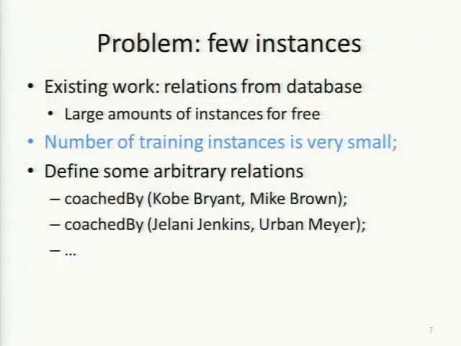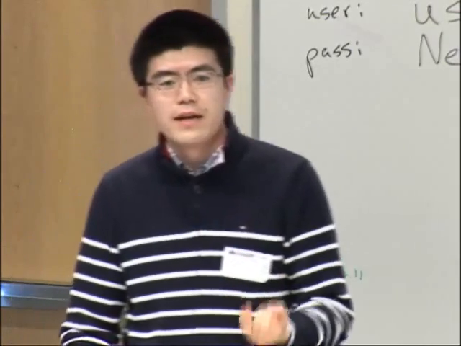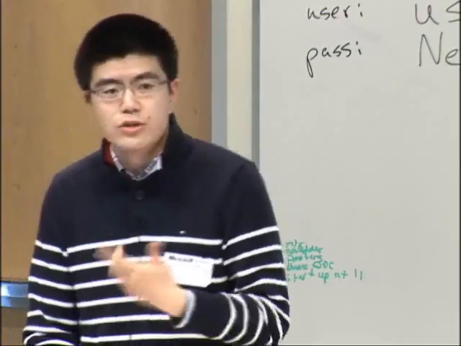Okay, life is so good until we ask a question. What if the training instances here are also small? Previous work on weak supervision tries to avoid this problem by only looking at relations that already exist in the database, which means it can get a large amount of training instances almost for free. But what if you want to define a relation by yourself for some biotask, or for some question answering? The relation may be very specific. You only have some examples for that. You don't know which database to look at. You don't know where to look.